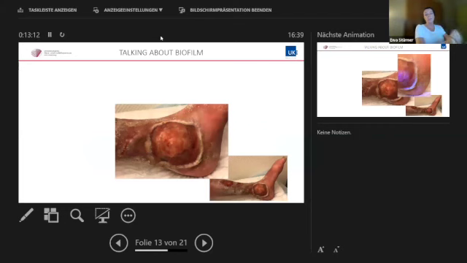I show you a clinical picture of a leg ulcer of one of my patients, and you see this wound. The underlying disease is PAD.